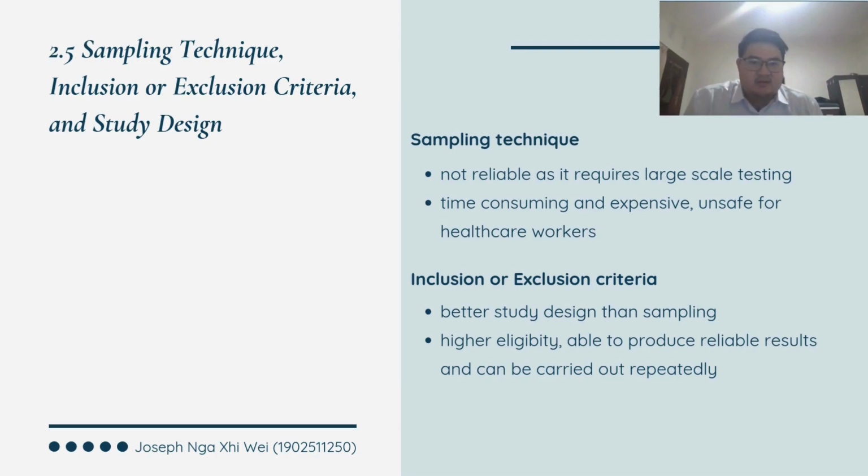So I'll be discussing whether the study design, sampling technique, or inclusion or exclusion criteria is a good design. For sampling technique, it is not a reliable technique as it requires large scale testing and is very time consuming and expensive, and is also unsafe for healthcare workers. Inclusion or exclusion criteria will be a better study design than sampling as it has a higher eligibility, is able to produce reliable results and can be carried out repeatedly.